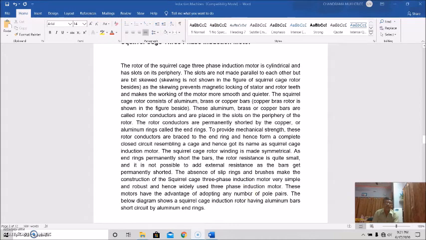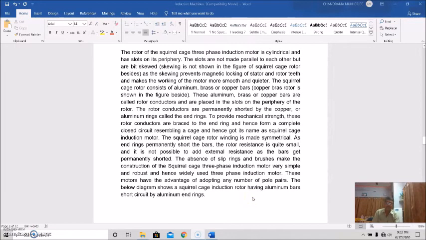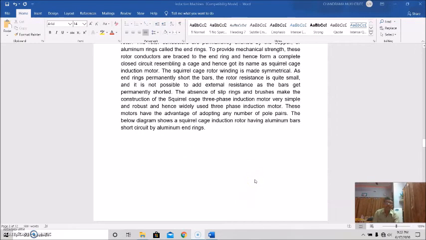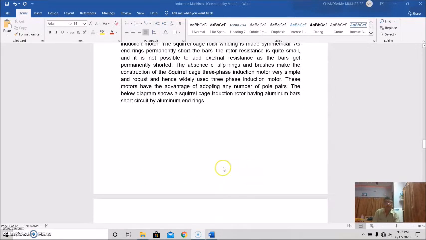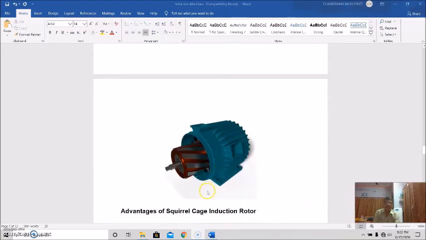And the absence of slip rings and brushes makes the construction of the squirrel cage three-phase induction motor very simple and low cost, and hence it is widely used. These motors have the advantage of adopting any number of pole pairs, and a diagram of a squirrel cage induction motor having aluminum bars short circuited by aluminum end rings is shown here. So this is the squirrel cage rotor, and see the short circuit. Okay.